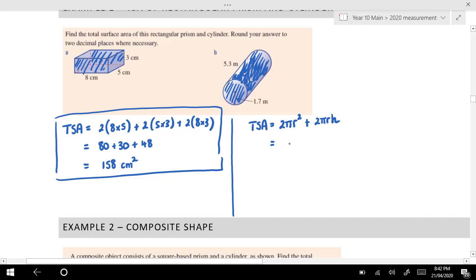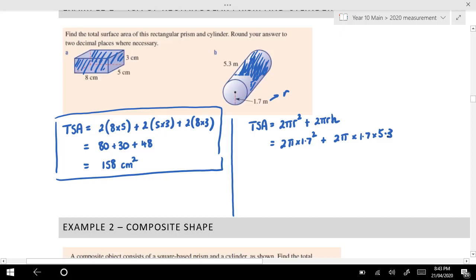Okay, so we've got 2 circles, so be careful if we've got the diameter or the radius. It's lucky, this is the radius, so 2 pi times 1.7 squared, plus 2 pi times the radius, which is 1.7, times my height.